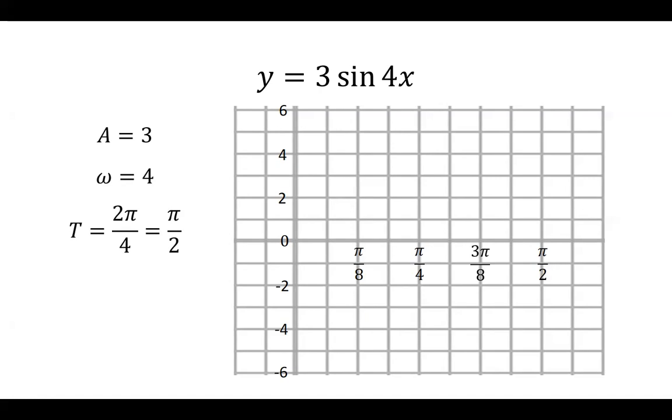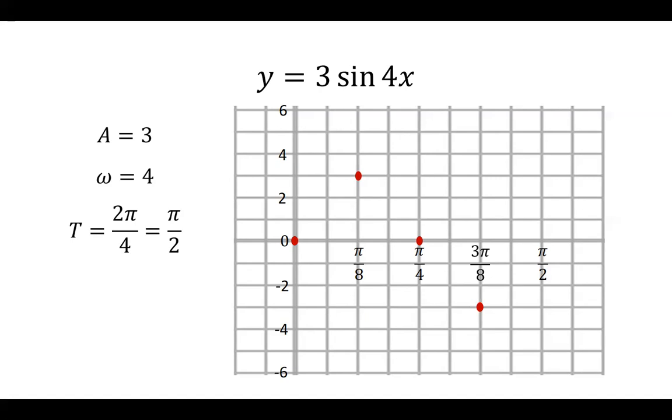Now that I have those, I'm just going to give my 5 key points of my sine wave. We know that a sine wave starts at 0 when x is equal to 0. It then goes up to its maximum value at pi over 8. It then goes back down to 0 at pi over 4. It then goes down to its -3 value, its minimum value, at 3 pi over 8.